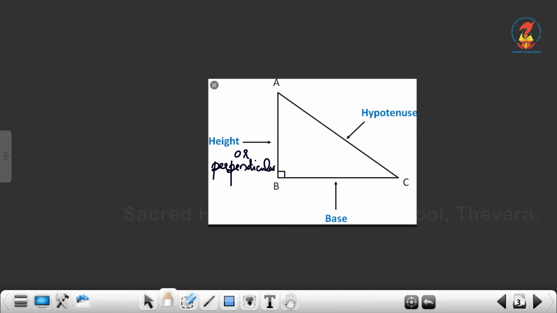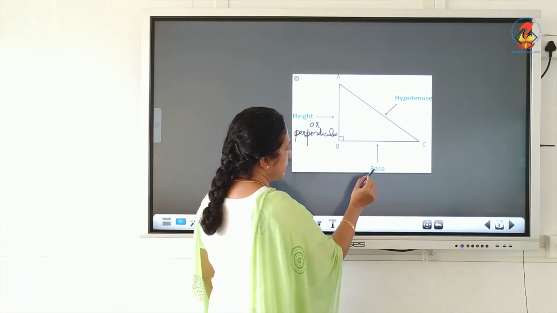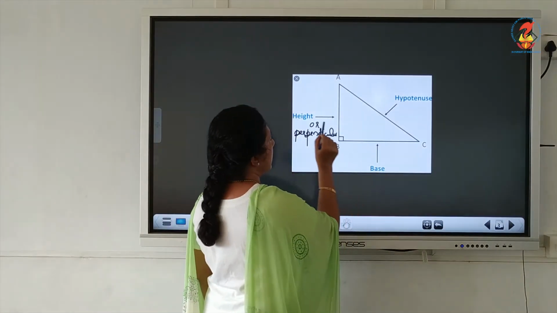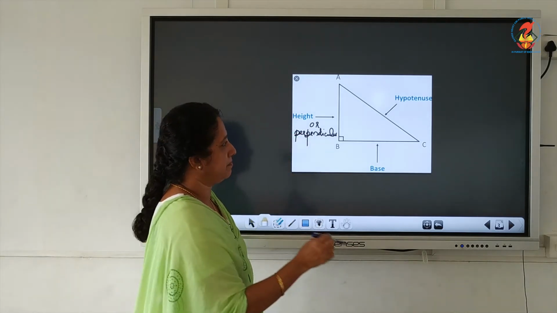So angle B is equal to 90 degree. So the side which is opposite to 90 degree is the hypotenuse. Here AC is the hypotenuse and AB and BC are the legs, and these legs are sometimes referred to as, one of them we can call the base and the other one we can call height or perpendicular.